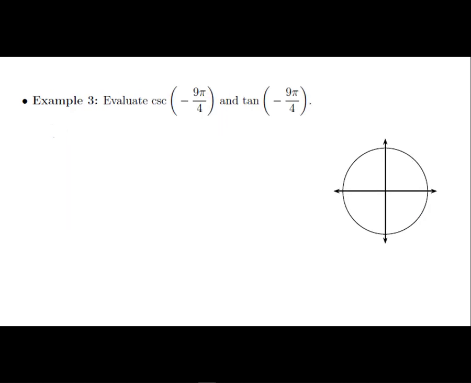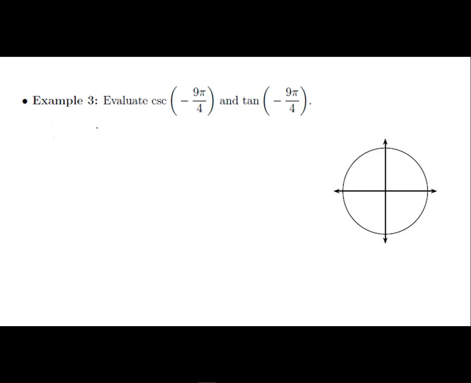All right, in this example, we're going to do one more evaluation, but this time at negative 9 pi over 4. Now notice negative 9 pi over 4 is not between 0 and 2 pi, so it's not within that first revolution around a circle that we're used to dealing with angles in. But let's remind ourselves of the concept of coterminal angles. I know that if I can find coterminal angles to negative 9 pi over 4, those angles end in the same spot on the circle as negative 9 pi over 4 does.